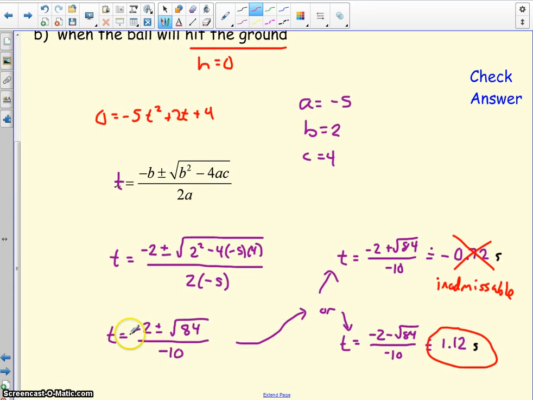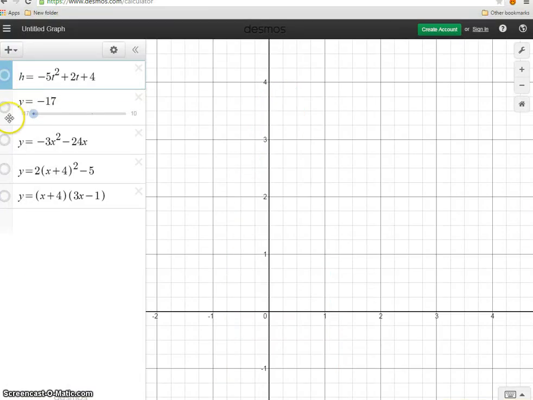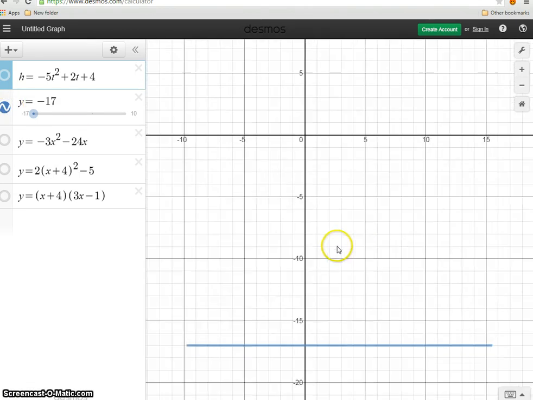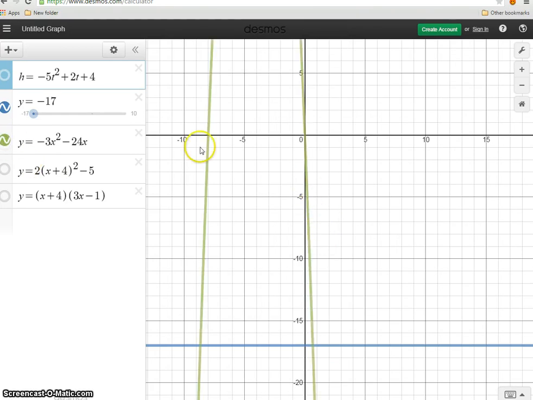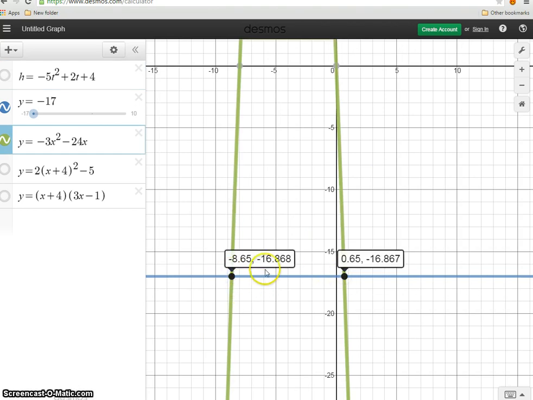Okay. So moving on, let's try another one here. So we have an equation, negative 17 equals negative 3x squared minus 24x. Again, to look at the graph here, what we're actually trying to solve here, if I give you the equation y equals negative 17, okay, which is somewhere down here, and the equation y equals negative 3x squared minus 24x, I'm trying to find the x values where these intersect. So if you look at the graph, I can sort of see it intersects twice there. But again, I need to be able to solve that equation algebraically.